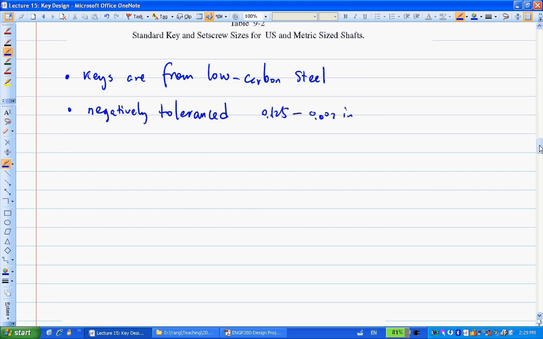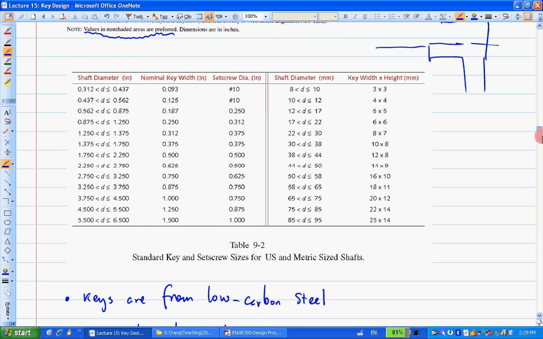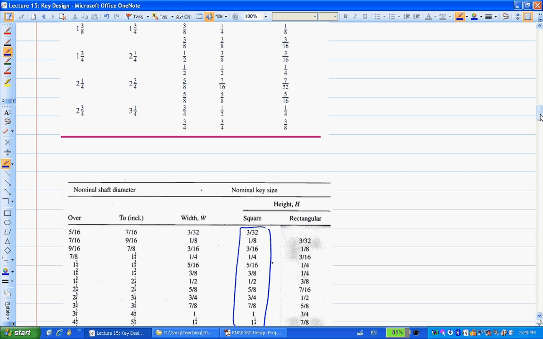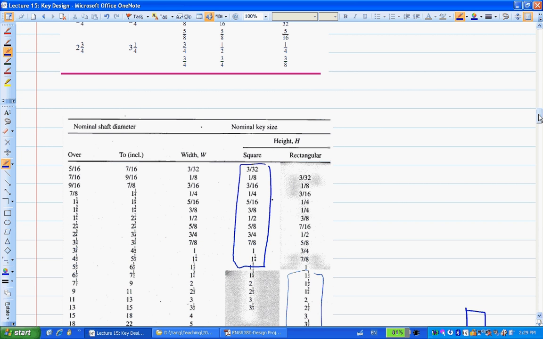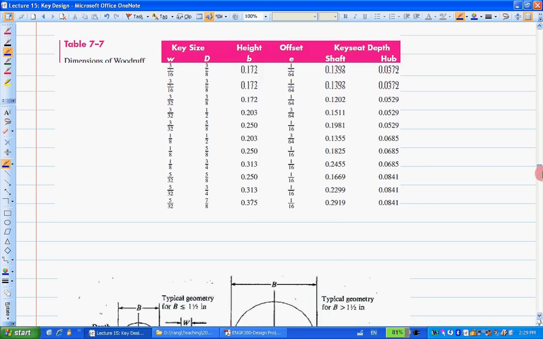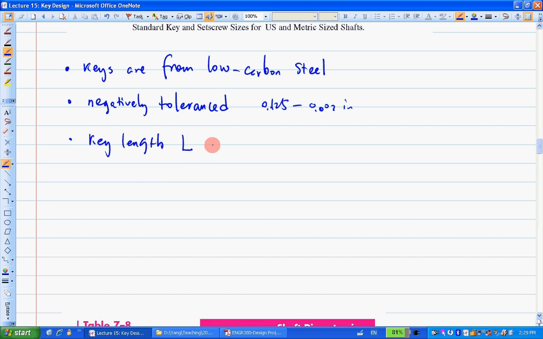When you design the key length, the key length is actually one of the design parameters that you will choose. As you can see from this table here, if you have your shaft diameter, you will be able to determine the width and the height. But you just don't know what the proper length would be, right? So that's one of the design parts. You need to design or calculate the key length here, and I will talk about how to determine this key length L.